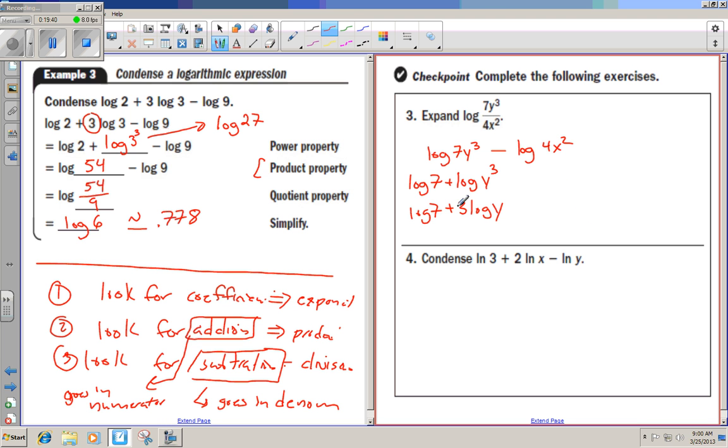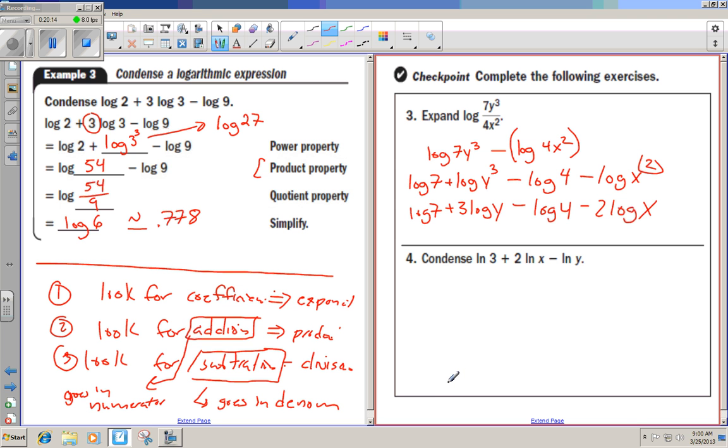So the first part should be set up fairly straightforward for you. The second part, though, you have to please remember that you are subtracting everything that's in there. So you're subtracting log 4 and subtracting log x squared. Everything in the denominator needs to be subtracted. So here's an exponent again, so that becomes the new coefficient. And that's how you expand.